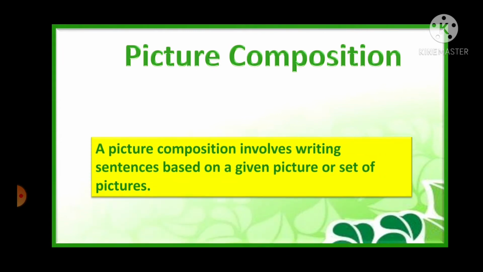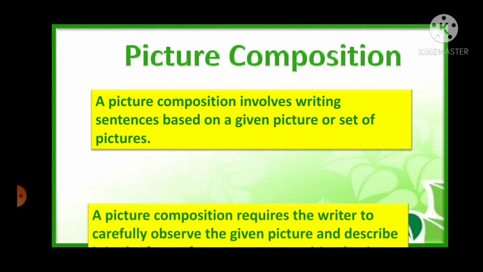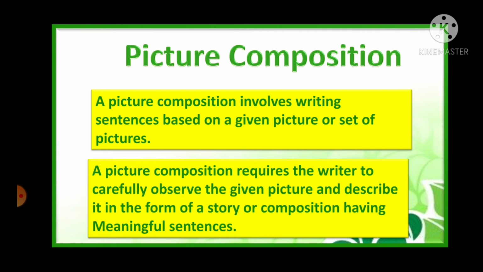A picture composition involves writing sentences based on a given picture or a set of pictures. A picture composition requires the writer to carefully observe the given picture and describe it in the form of a story or composition having meaningful sentences. So in a picture composition, you need to observe the picture very carefully and then describe that picture or use that picture to write a story or a composition, and you need to use meaningful sentences.